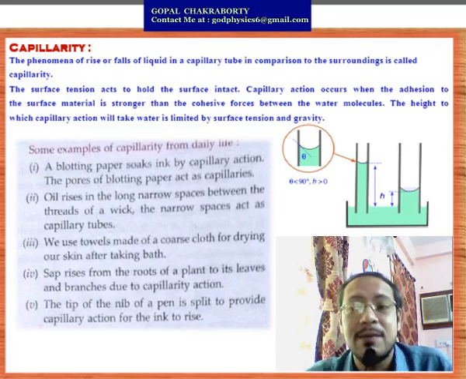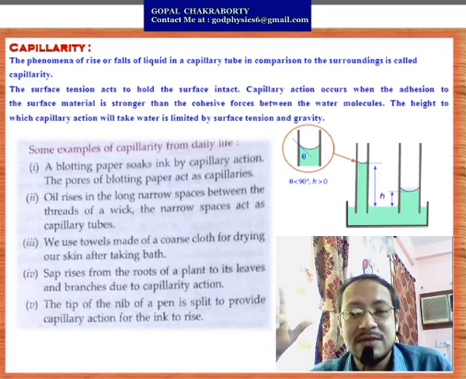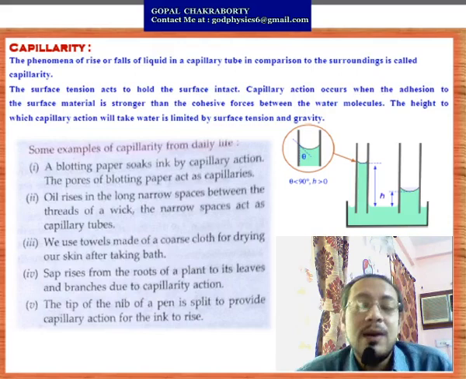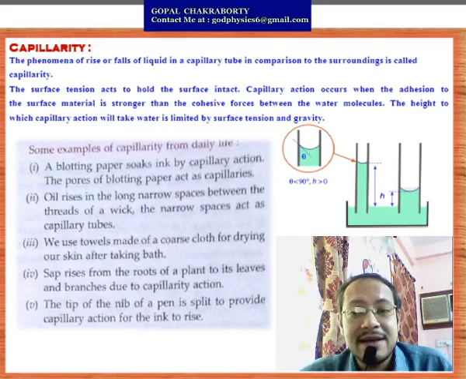Due to the presence of this surface tension property, water will rise through a very thin glass tube, that is, a tube whose length is much greater than its radius. Some examples of capillarity from daily life: blotting paper soaks ink by capillary action, as the pores of blotting paper act as capillaries. Oil rises in the long narrow spaces between the threads of a wick; the narrow spaces act as capillary tubes. We use towels made of coarse cloth to dry ourselves after a bath. Sap rises from the roots of a plant to its leaves and branches due to capillary action. The tip of the nib of a pen is split to provide capillary action for the ink to rise. These are examples of capillarity in daily life.